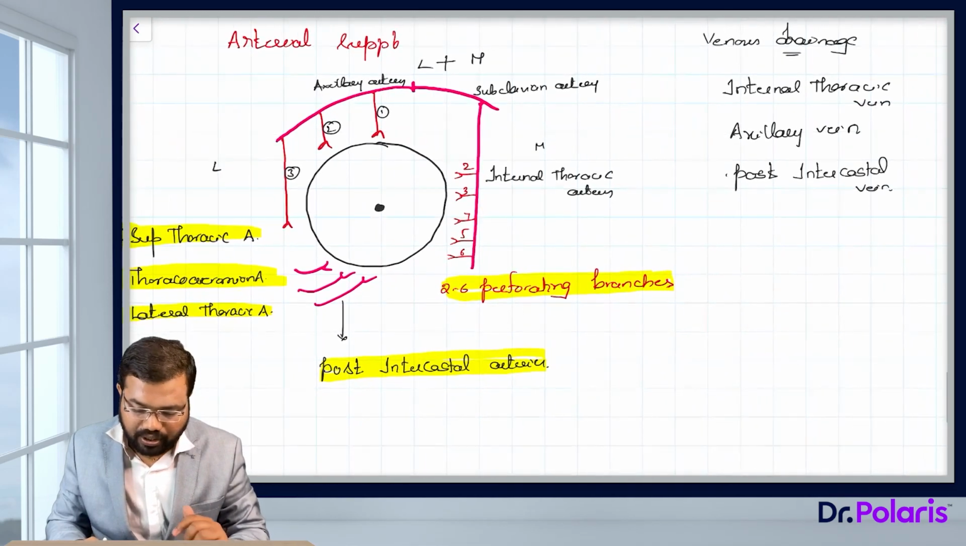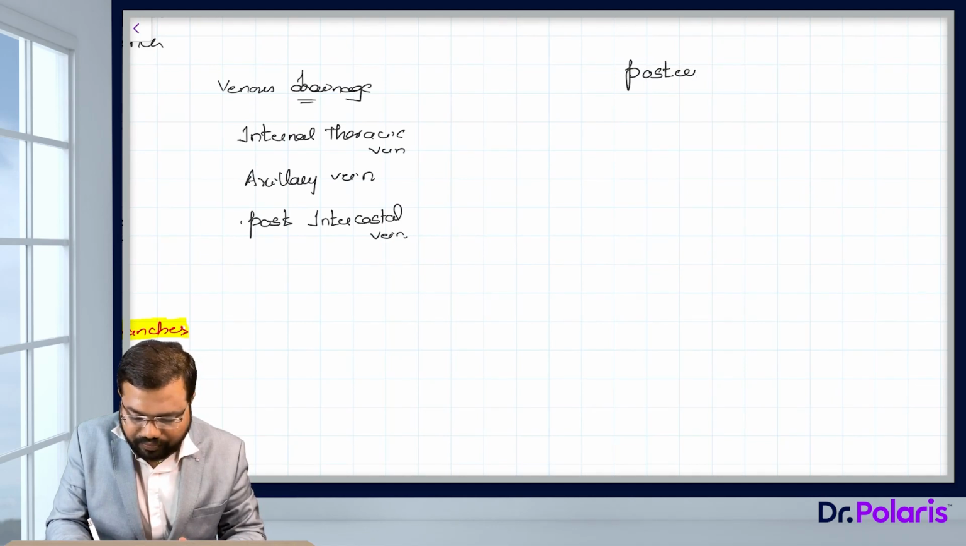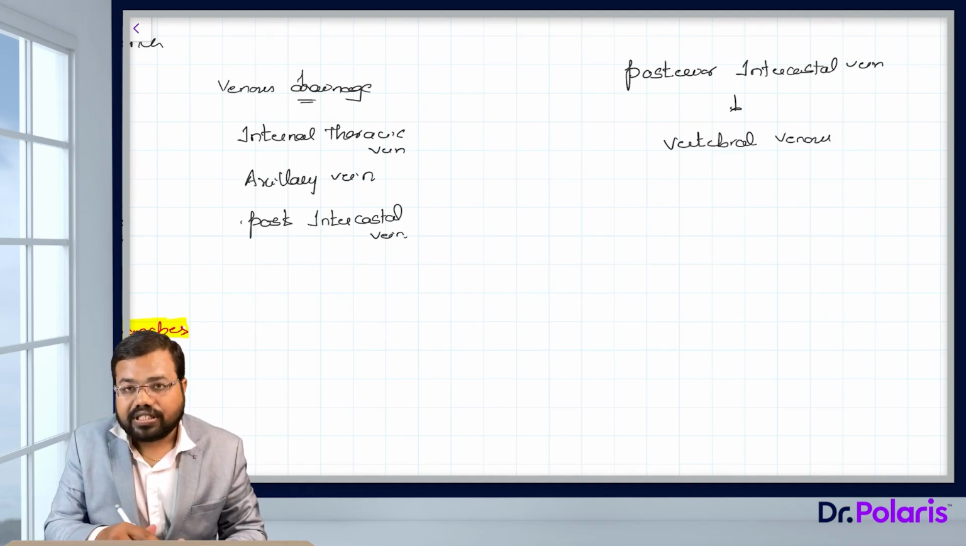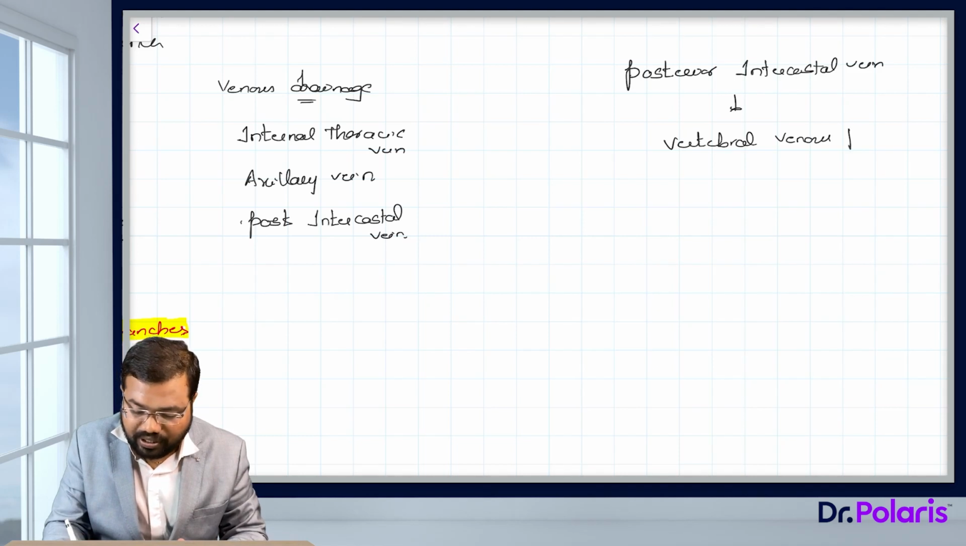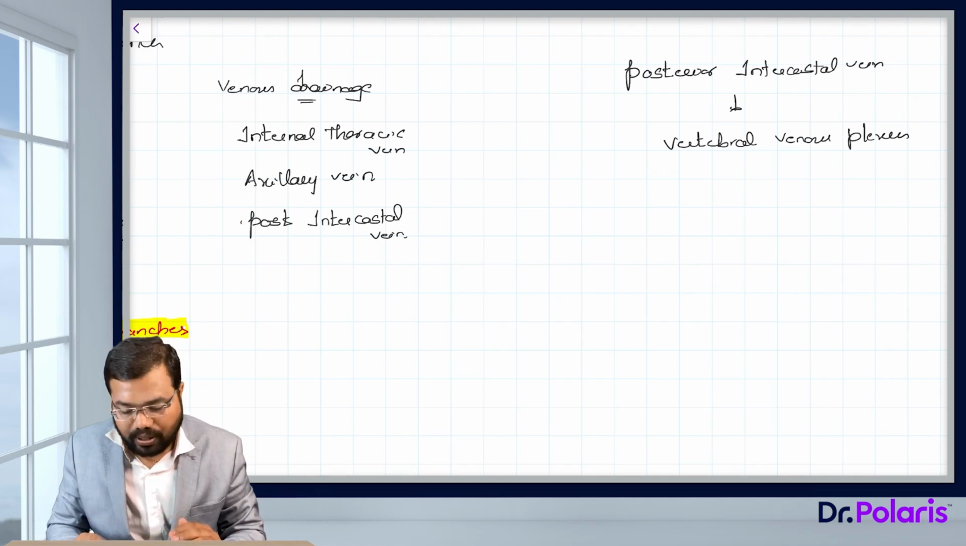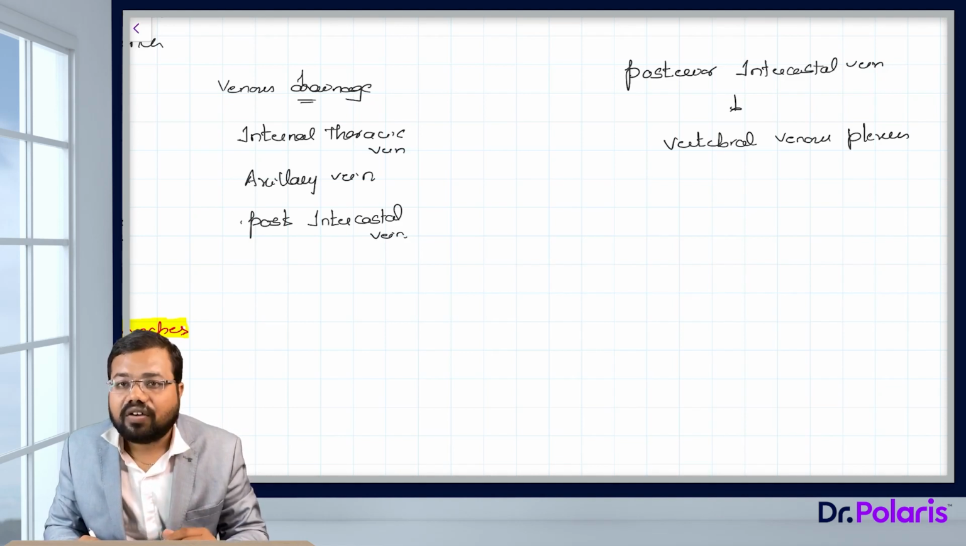Why? Because posterior intercostal veins have a connection with the vertebral venous plexus. We have vertebral venous plexus on the external side and also the internal side. They are called external and internal vertebral venous plexuses, or simply the vertebral venous plexus. You have heard about Batson's plexus, which is one part of this vertebral venous plexus. And these vertebral venous plexuses have direct connections with the sinuses of the brain.